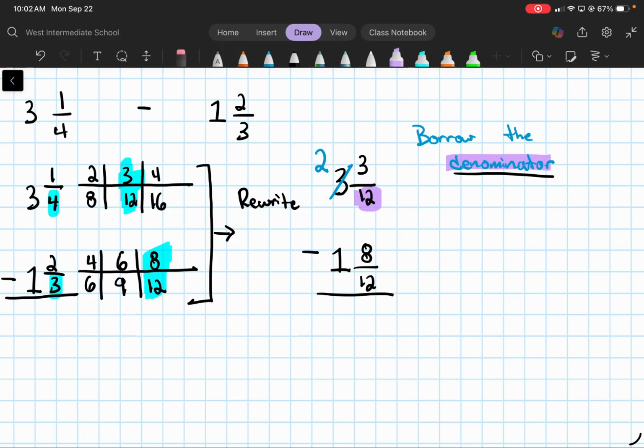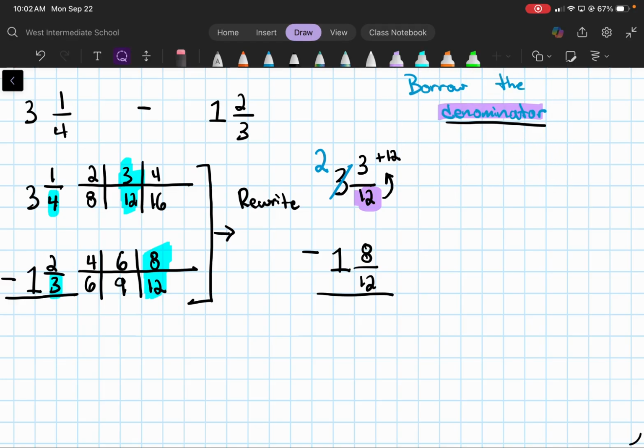So this is the careful part. Since we're borrowing the denominator, your new fraction is going to be 2 and 15 twelfths minus 1 and 8 twelfths. I see some people be like, whoa. And some people are like, what? For the people that are going, what? Let me say it one more time, but don't grab your pencil just yet.